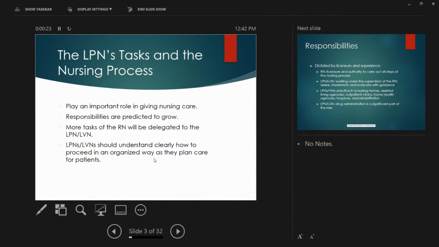LPNs practice in nursing homes, assisted living facilities, outpatient clinics, home health agencies, psychiatric behavioral health facilities, hospices, rehabilitation centers, and other settings. Wherever the LPN will choose to practice, it is likely that drug administration will be a significant part of the role.